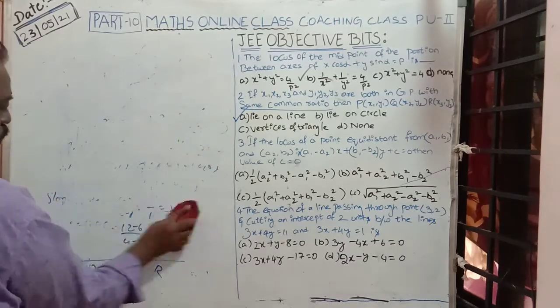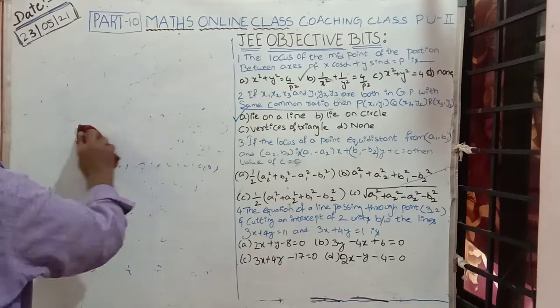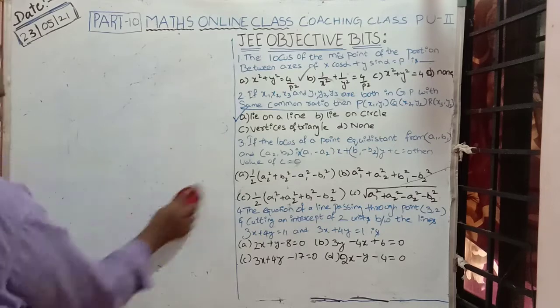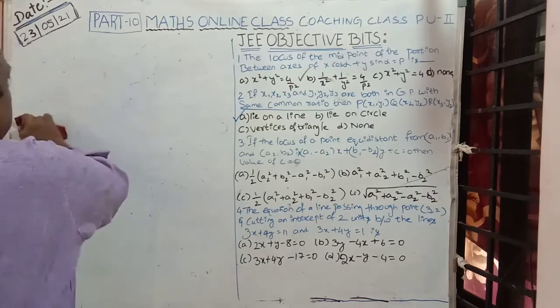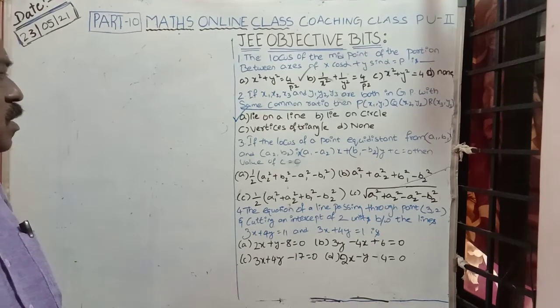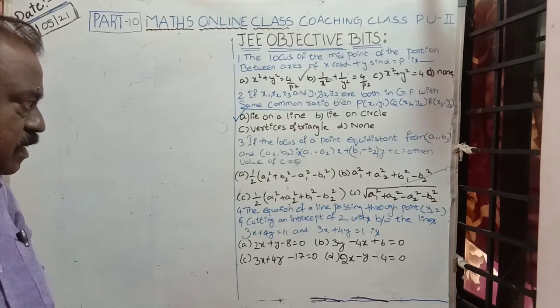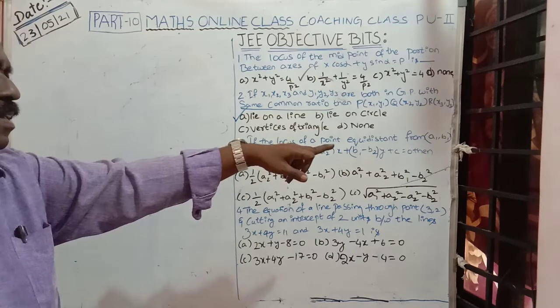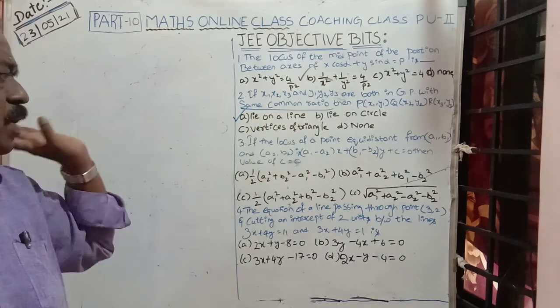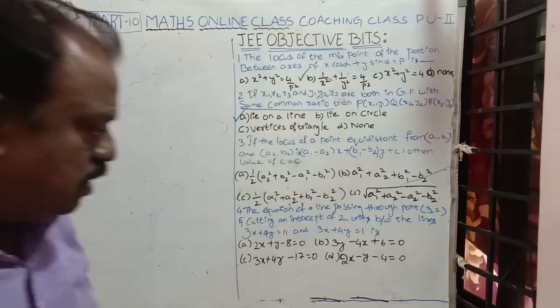Now we'll go to the next problem. Please observe me. It is the third one. If the locus of a point equidistant from (a1, b1) and (a2, b2) is something, I will tell clearly.